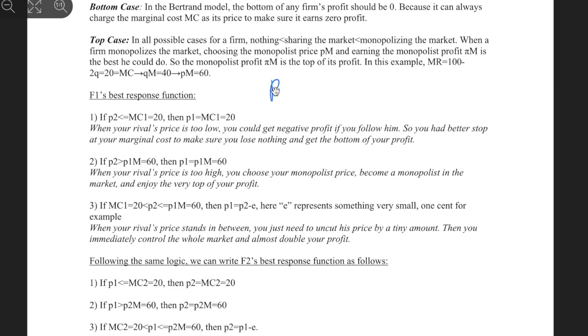If P2 is smaller or equal to the marginal cost of Farm 1, that is 20, right? If the price P2 is the same or smaller than 20, then what is P1? So what he's charging is P2 smaller or equal to 20, and 20 is what? That is marginal cost. So can P1 be lower than 20? No, it is the marginal cost of Firm 1, right?